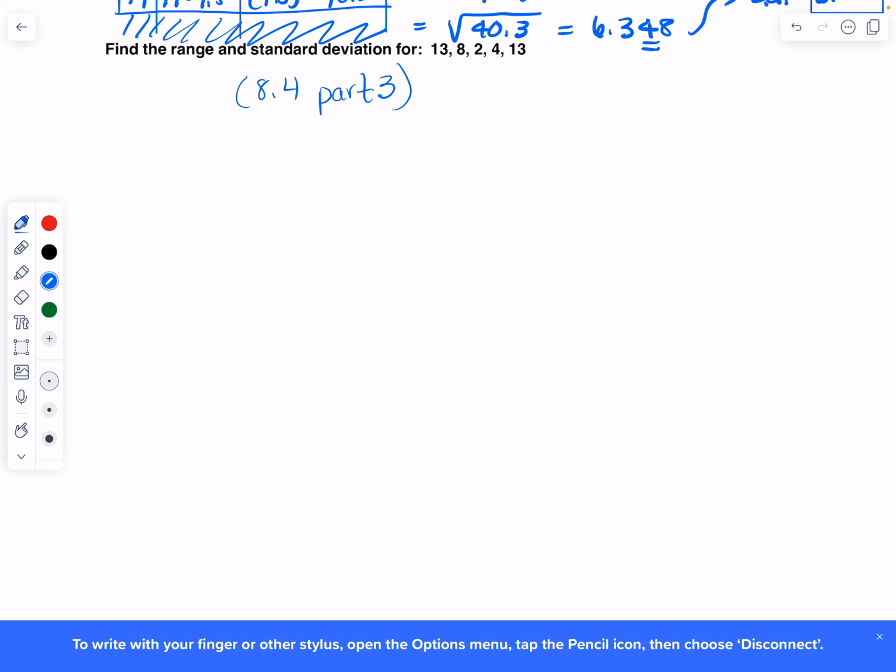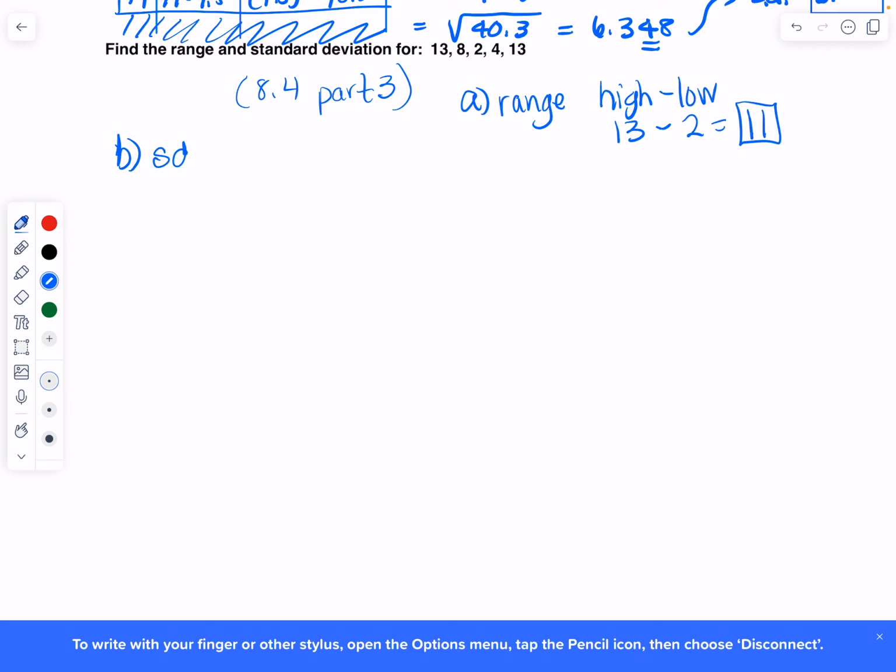So part A is range. And to find the range, remember we take the highest value minus the lowest one. So the highest value in this data is 13, and the lowest one in this data is 2. So 13 minus 2 is 11. That is the range. All right, so part B says, hey, I want you to find the standard deviation.